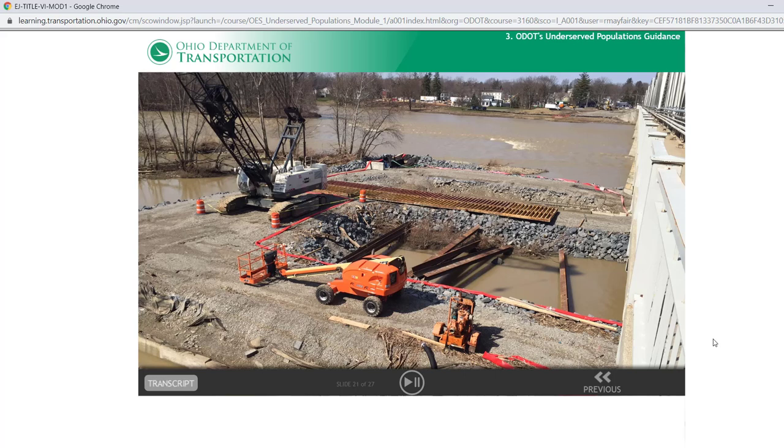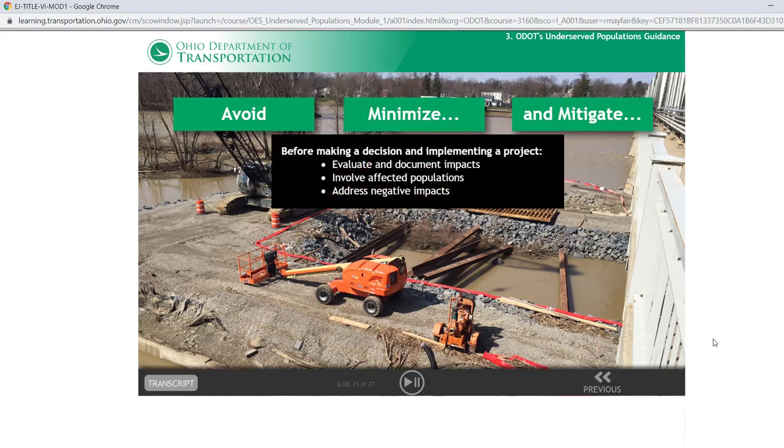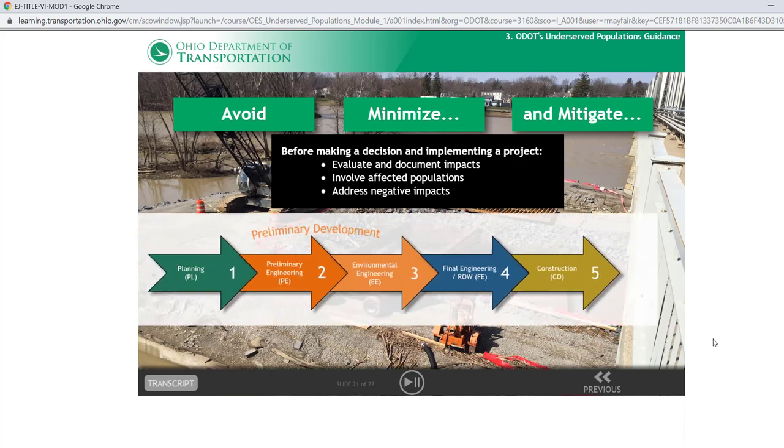ODOT considers traditionally underserved populations throughout the project development process, with the goal of avoiding negative impacts if possible. When avoidance is not possible, ODOT makes every effort to minimize and/or mitigate the impacts. In doing so, ODOT must evaluate and document environmental impacts, seek input from affected populations, and address negative impacts before making a decision and initiating a project.